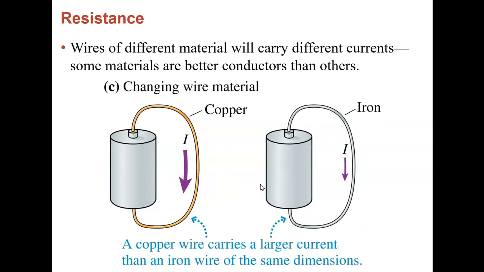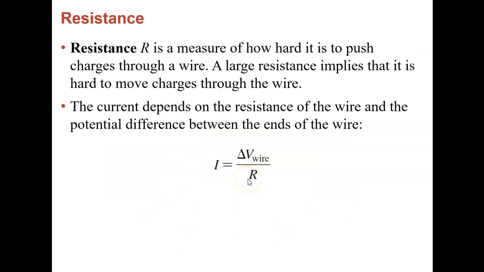Wires of different materials carry different currents. Copper carries a lot more current than iron. So some materials are better: the better the conductor, the better the current. The whole thing about the better the current really is involved in this thing called resistance.